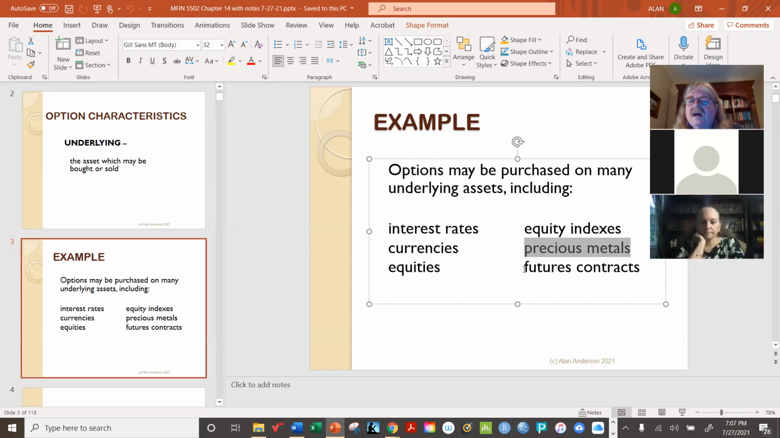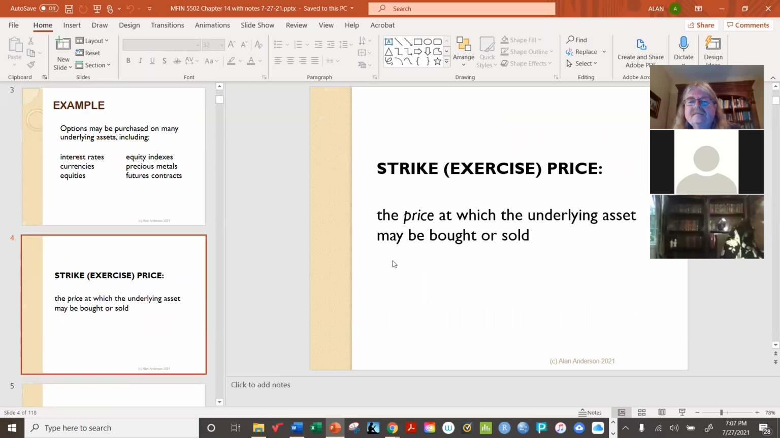And also you can buy an option on a futures contract, which means you have the right to enter into the contract. And once you've done so, then it behaves like any other futures contract. The difference being is that once you exercise that contract, you'll collect your profits, if any. Then we have to know the strike or exercise price, the price at which we can buy or sell the asset.